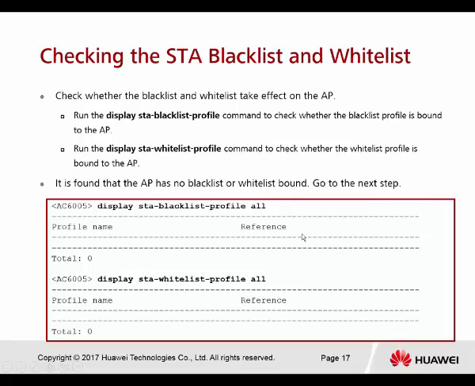Then the next one, also try to check the blacklist and the whitelist. Is the PC's MAC address already inside the blacklist? If yes, then this is the reason why only this PC is not allowed to associate with the AP, because the AC rejects the connection from this STA.